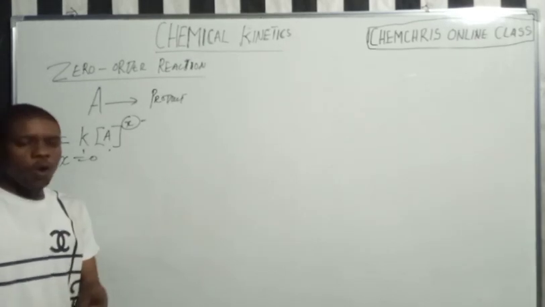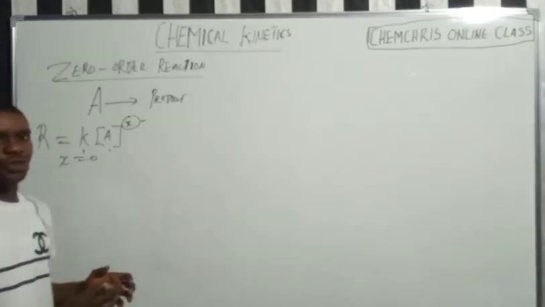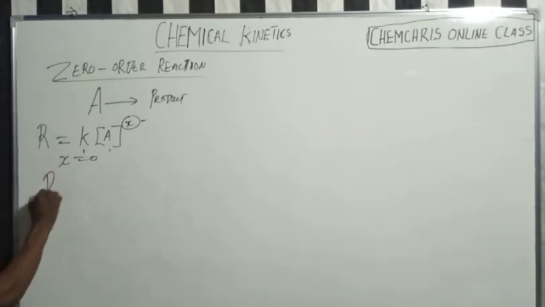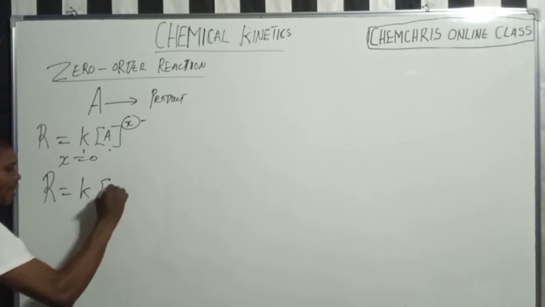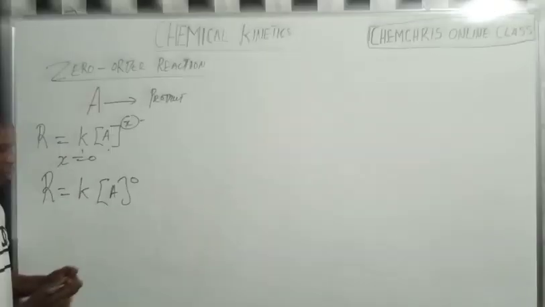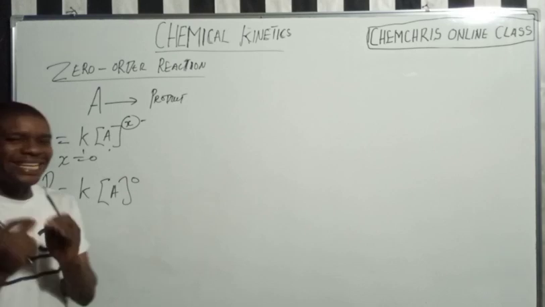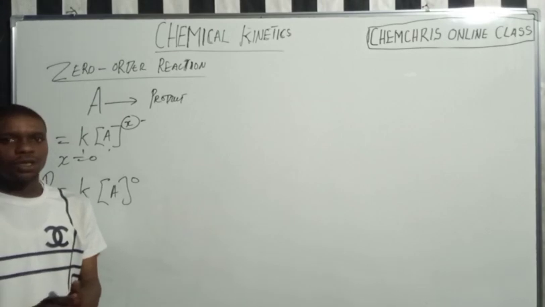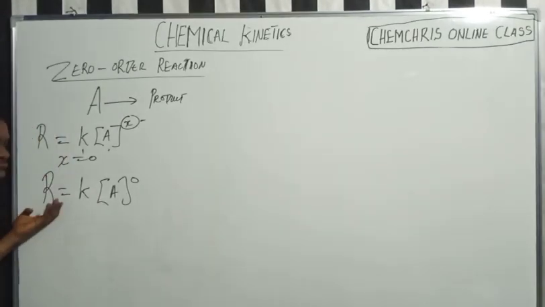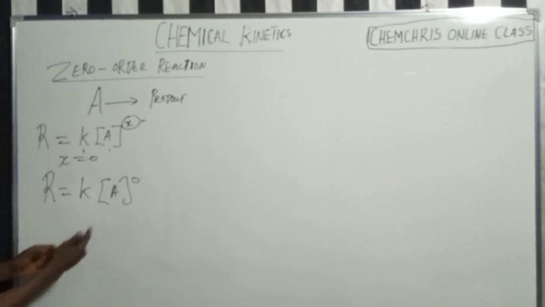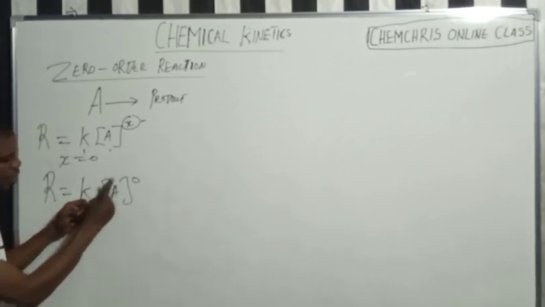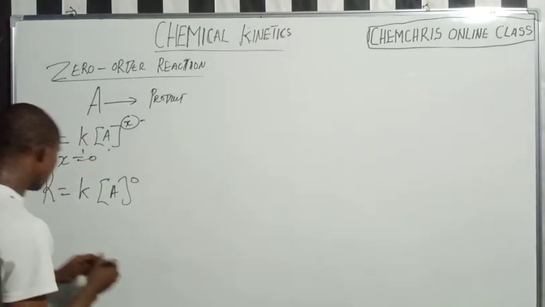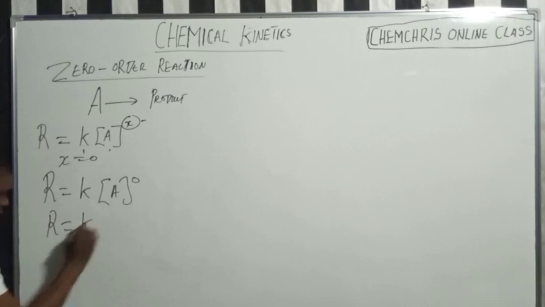Now, one common question they normally ask when it comes to zero order reaction is this. Because it's a zero order reaction, rate is equal to k times A raised to zero. In a zero order reaction, the concentration of the reactant does not have any effect on the rate of the reaction. Because if I say A, the concentration of the reactant, raised to zero, then anything raised to zero is one, right? So you can say rate equals k.